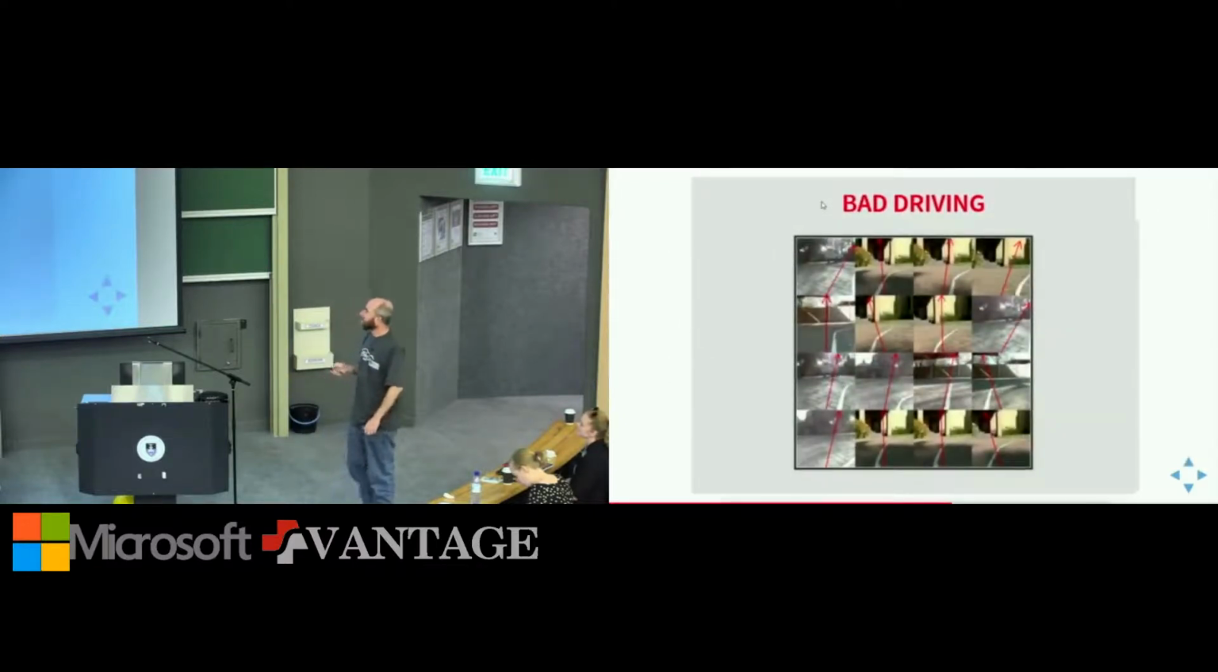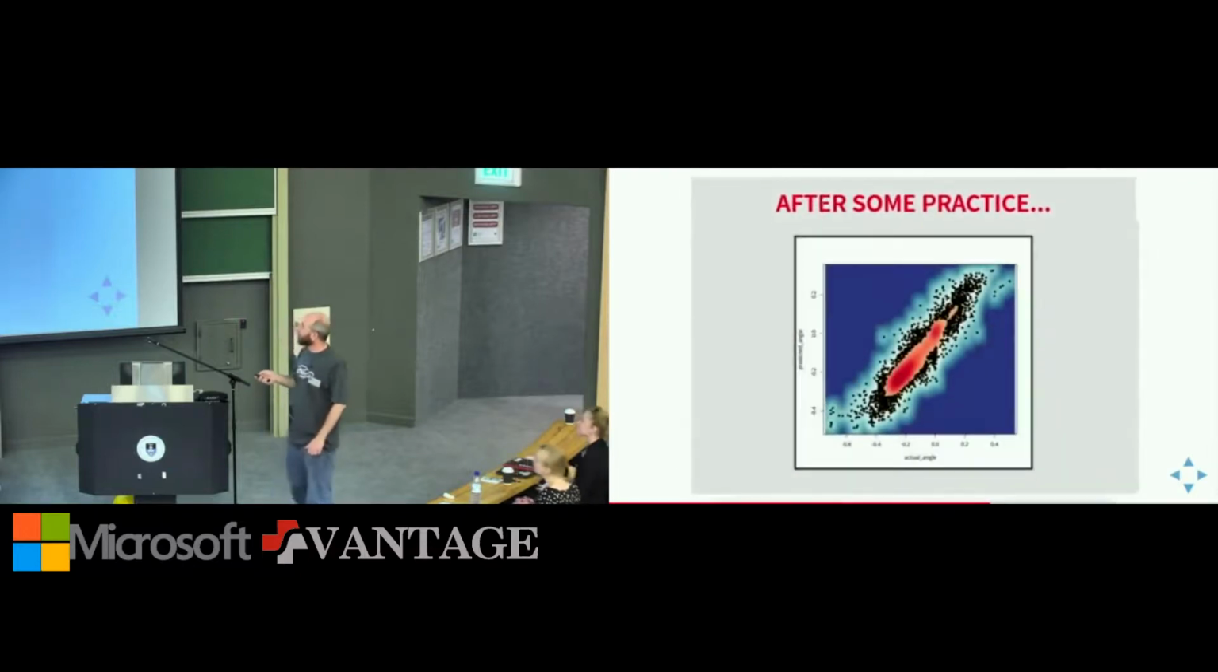So what's the reason for this? These are my inputs here. You can see the little photos, which is what the car saw. Sometimes the track goes to the right and I just steer to the left. It was really bad driving. So we practiced some more, and after more practicing, we started to get a good relationship between the input and the output.